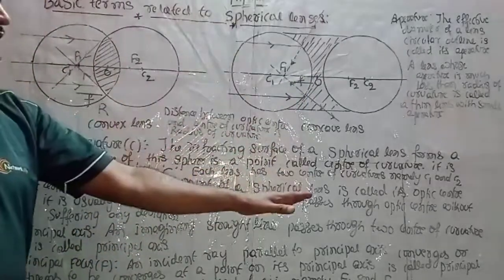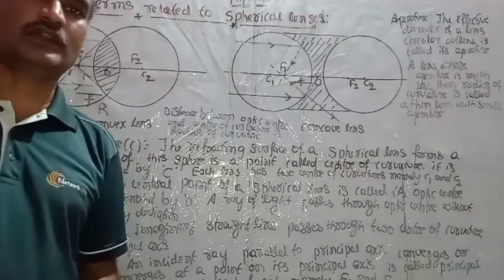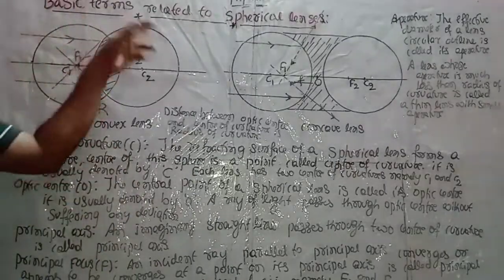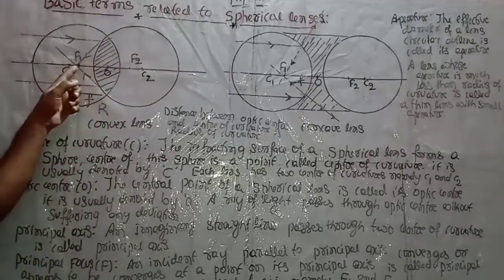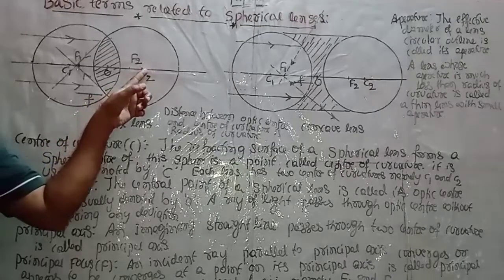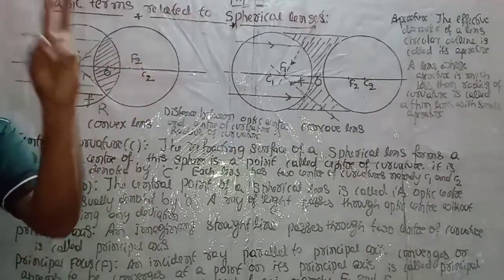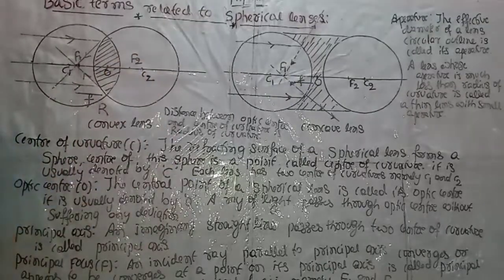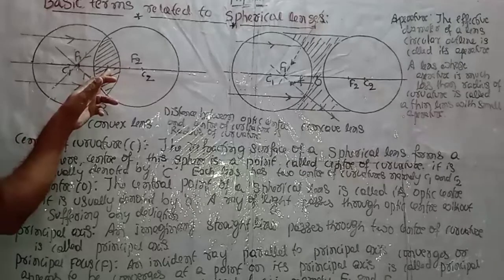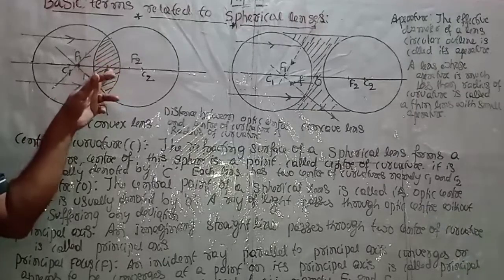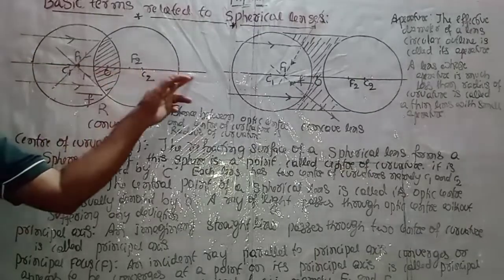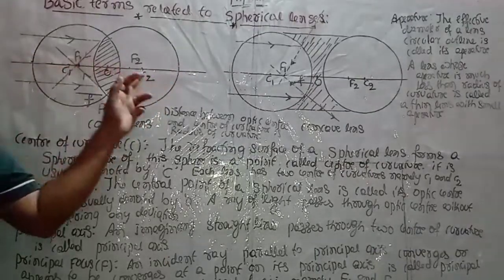So make these terms clear. The first one is the center of curvature. Here this sphere has a center; what we call it is center of curvature, denoted by letter C. You will have two centers of curvature, C1 and C2. The next is optic center. The center of the lens is called optic center, denoted by letter O. An imaginary line passing through the centers of curvature is called principal axis.